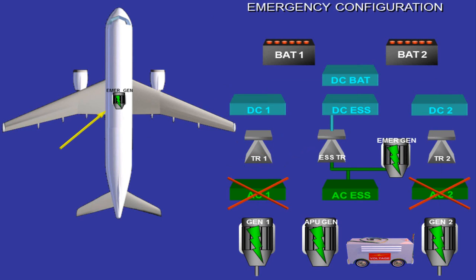The hydraulic power to drive the emergency generator is provided by a ram air turbine, RAT, via the blue hydraulic system. The RAT is located in the belly fairing and extends in case of severe electrical or hydraulic failures. We will see the RAT activation later. In emergency configuration, loss of AC bus 1 and AC bus 2, the essential TR is supplied by the emergency generator.